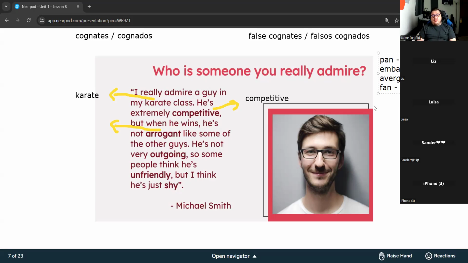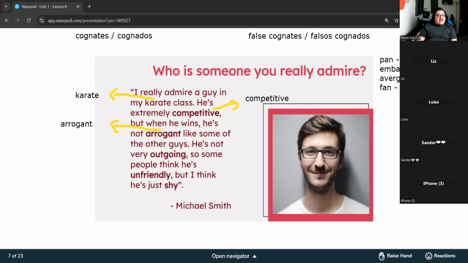So there are going to be some words that are very similar to these, and they are not going to be cognates. They are going to be false cognates. So here, the good thing is that competitive has the same meaning, competitivo. Arrogant has the same meaning, so they are cognates. Arrogant.